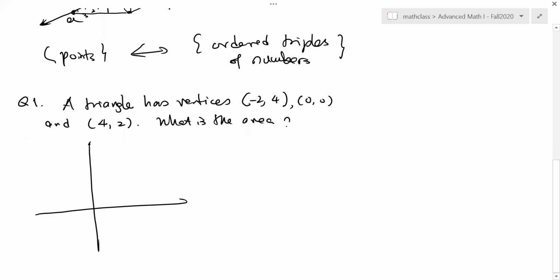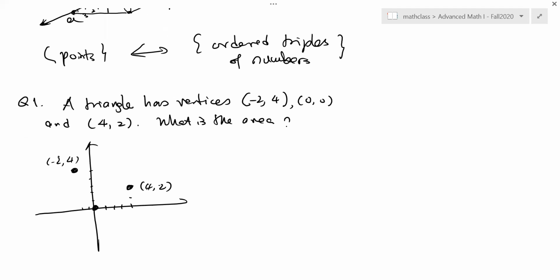So let me put the triangle here. (-2, 4): 1, 2, then 1, 2, 3, 4. The point is here, right? And then (0, 0) is here. And (4, 2): 1, 2, 3, 4, and then 1, 2. Here's another point. So you should know how to plot a point if we are given the coordinates.